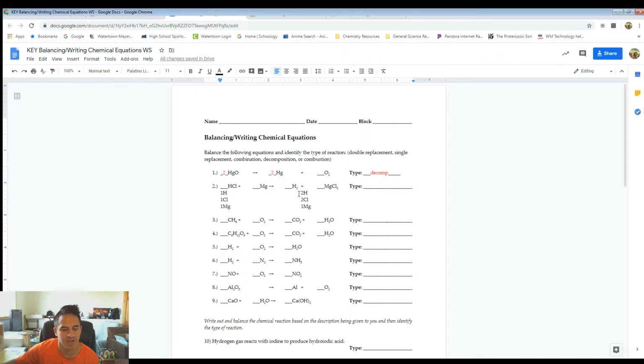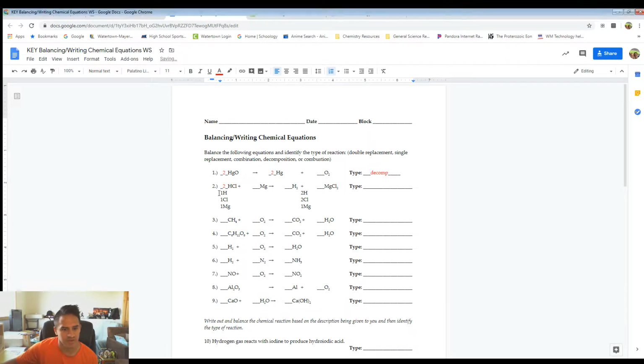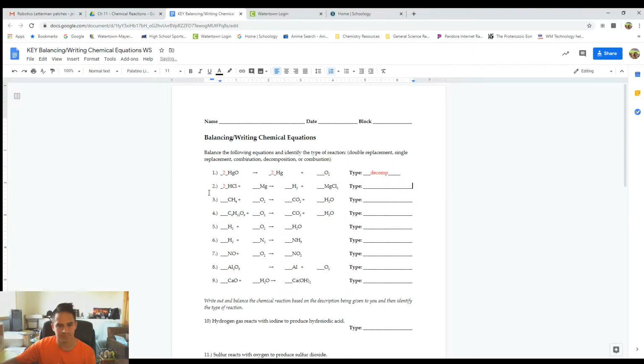So let's balance the hydrogens first. On the left side, we need to have 2. So let's put a 2 here. That will give us 2 hydrogens. That will also give us 2 chlorines. And on the right-hand side, that balances out with the 2 hydrogens and the 2 chlorines you already have. The magnesiums are just fine. So balancing wise, this is all we need to do.